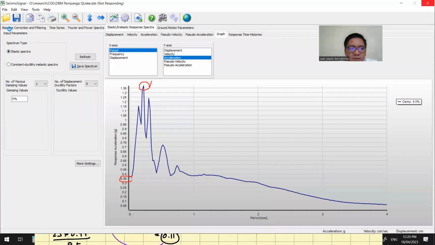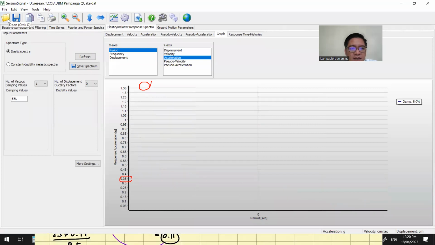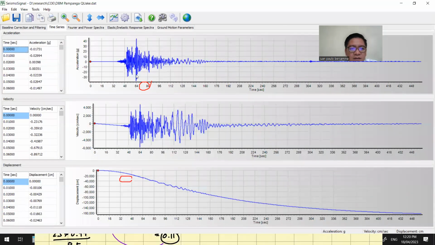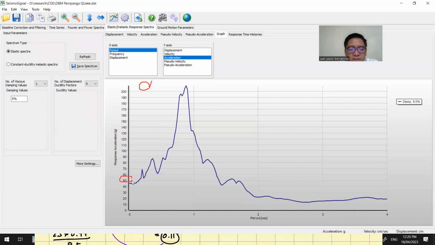So this is seismos natin. Ito na siya. So yung acceleration niya is just ano lang to, 0.04 G lang. Hindi ko lang na-scale. 0.04 G lang. Ito yung response spectra niya. 0.04 G lang. So scale down nyo lang.